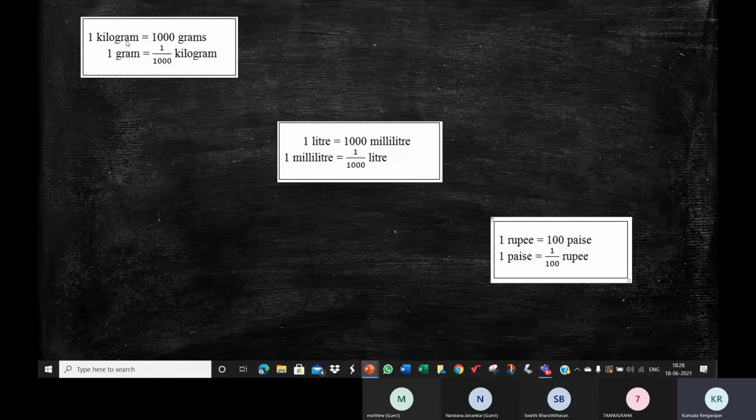So same thing, children. 1 kilogram is 1000 grams. 1 gram is 1/1000th of a kilogram. Can you see the next slide, children? Yes, ma'am, visible. Okay. 1 kilogram is 1000 grams. 1 gram is 1/1000th of a kilogram. 1 liter is 1000 milliliters. 1 milliliter is 1/1000th of a liter. 1 rupee is 100 paise. 1 paise is 1/100th of a rupee.